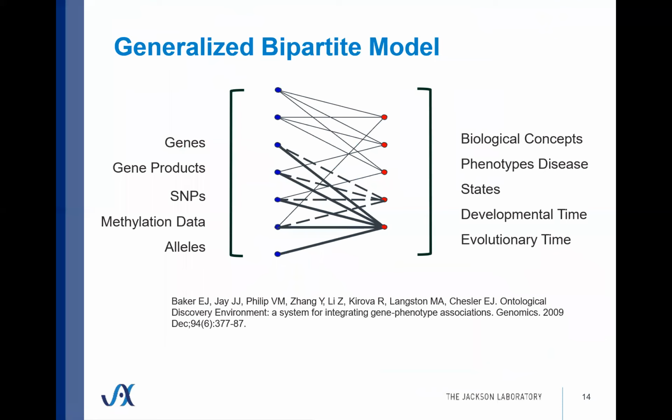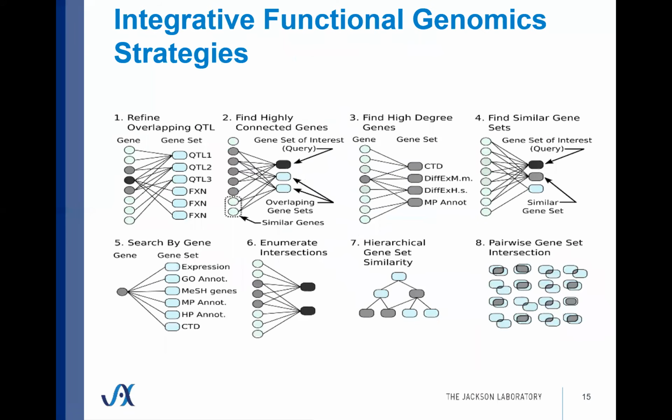We talked about our generalized bipartite model. This is a representation of that from our original review in 2009, early in GeneWeaver history. But basically the idea is we represent the biological concepts as one partite set, and genes, gene products, and biological, like molecular components, in the other partite set. And then the algorithms apply to those. I think I elaborated on these functions earlier.